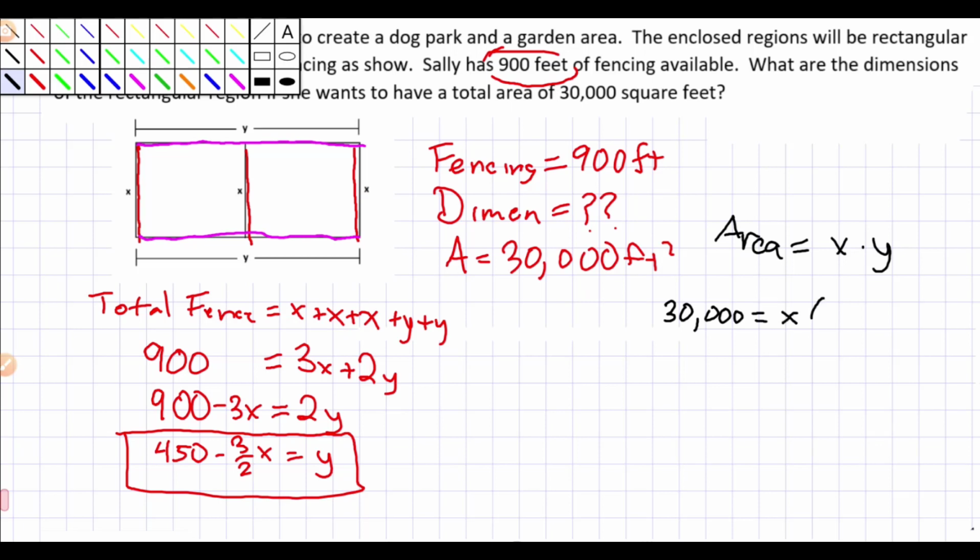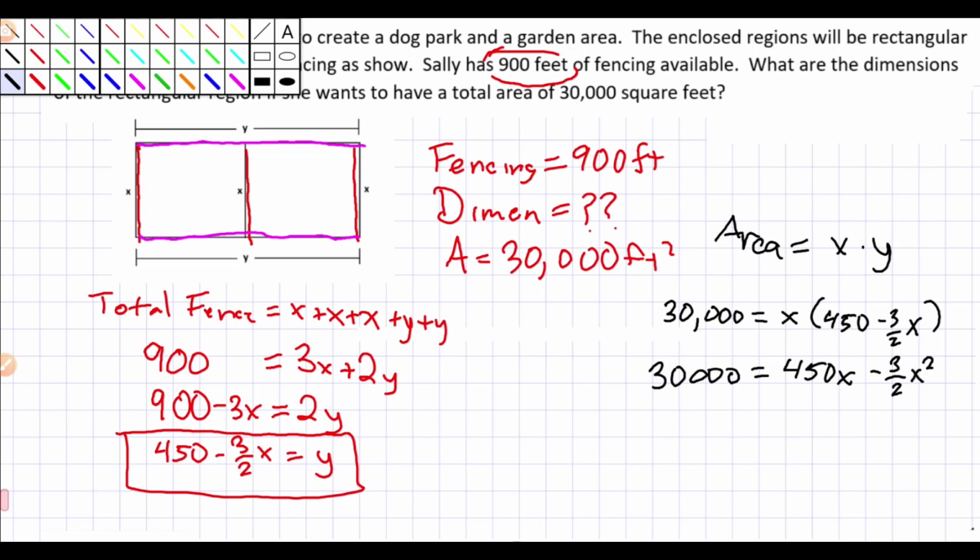And x is just x, but y we can substitute in what we had over here. So y this time is going to be 450 minus 3/2 x. Perfect. Now we can solve this problem. This is going to look like all the problems that we've been doing so far. So hopefully you're getting good at completing the square by now. So this should just be 30,000 is equal to 450x, because I'm distributing there, and subtract 3/2 x squared.